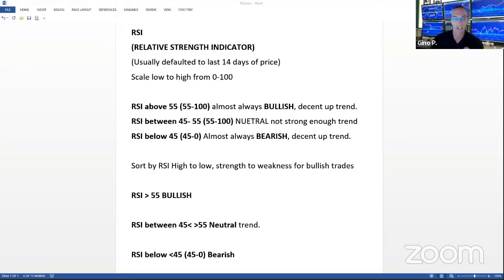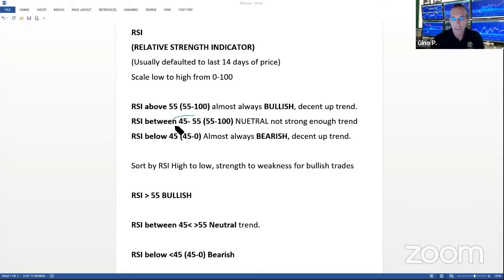Here's the hack, here's the gem: when I see an RSI above 55, that means 55 to 100, it's almost always, like 99% of the time, bullish. You're going to be seeing a bullish trend on that stock. Anything above 55 is also a decent uptrend. It's not a slow uptrend, because as a trader, I want a strong uptrend. They'll say, yeah, anything above 50 is bullish.